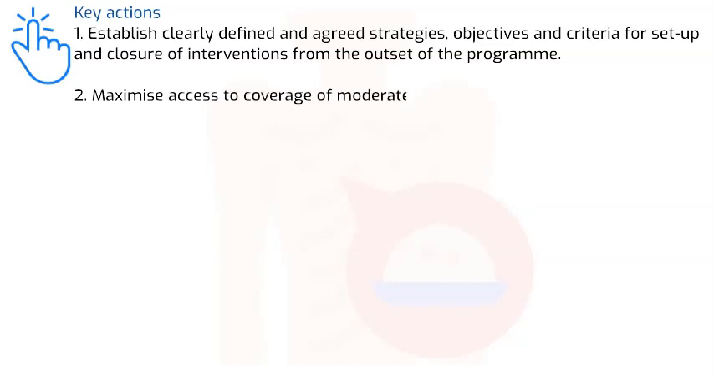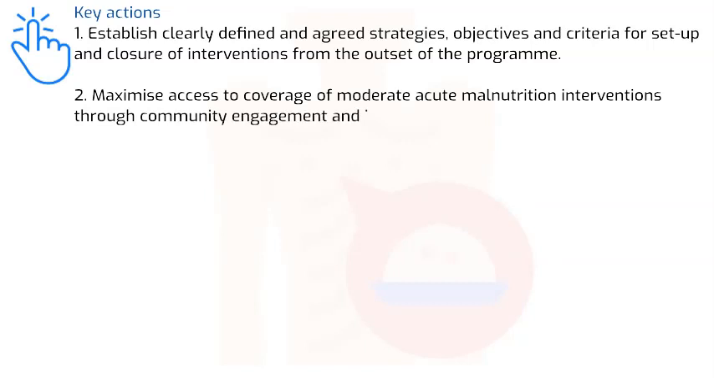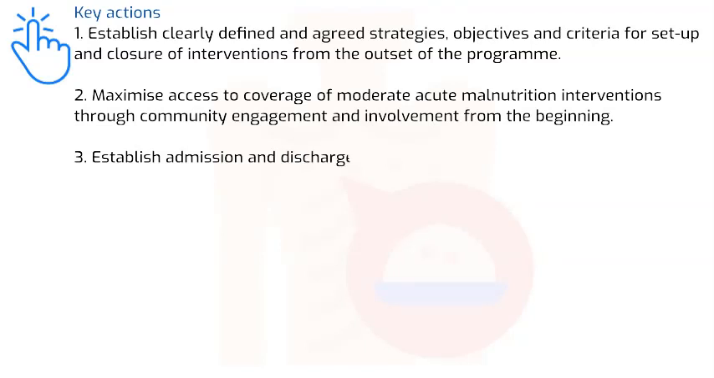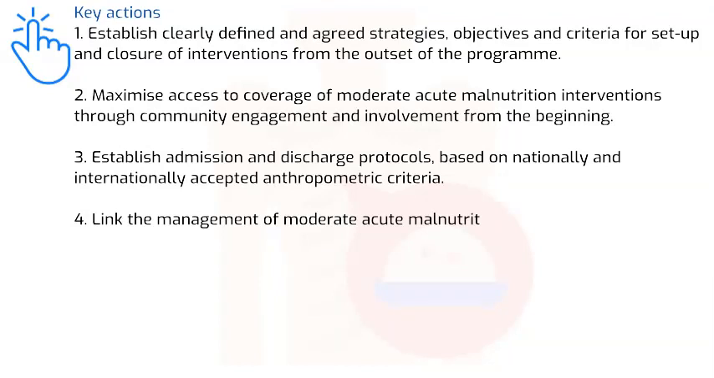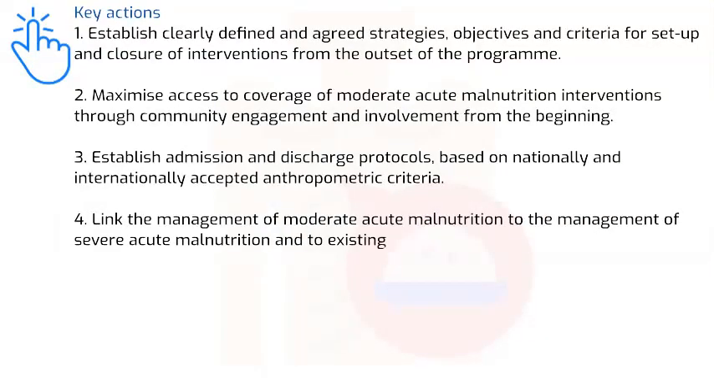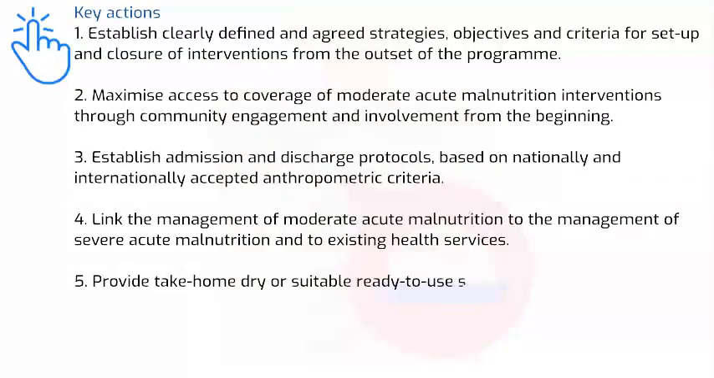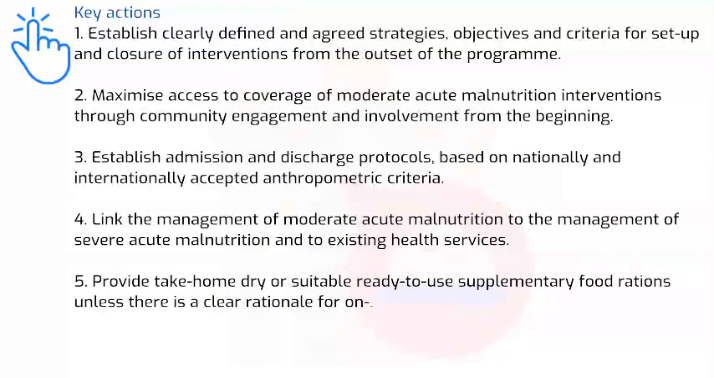2. Maximize access to coverage of moderate acute malnutrition interventions through community engagement and involvement from the beginning. 3. Establish admission and discharge protocols, based on nationally and internationally accepted anthropometric criteria. 4. Link the management of moderate acute malnutrition to the management of severe acute malnutrition and to existing health services. 5. Provide take-home dry or suitable ready-to-use supplementary food rations unless there is a clear rationale for on-site feeding.